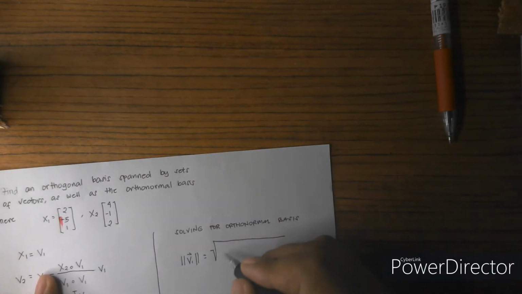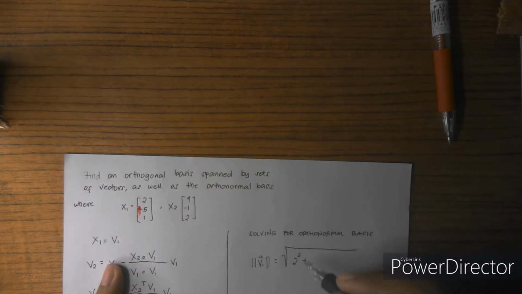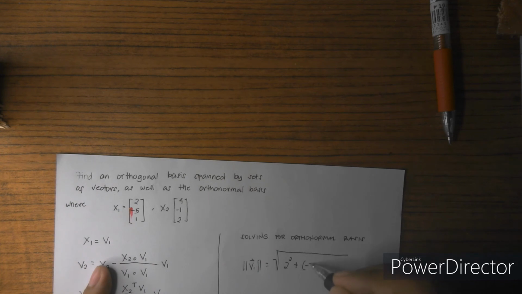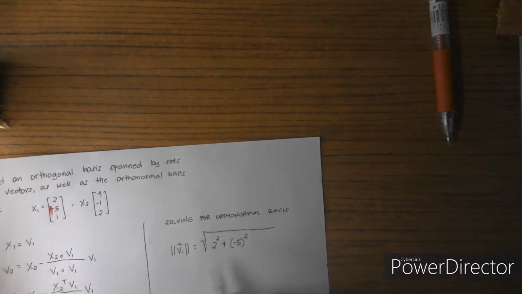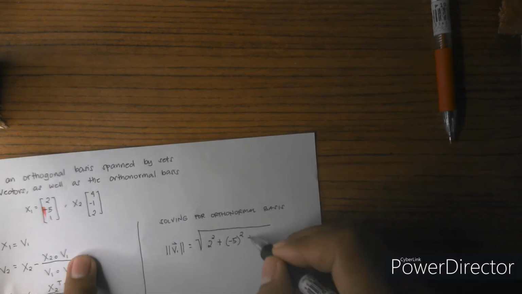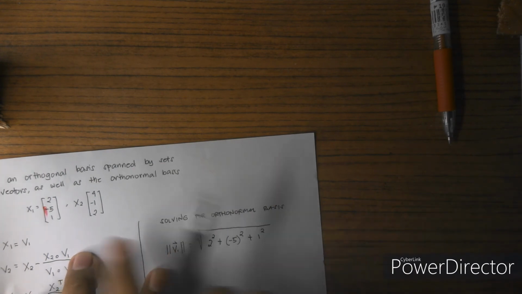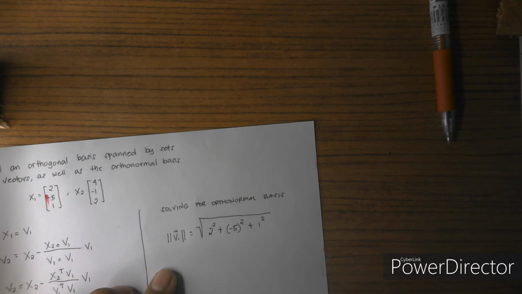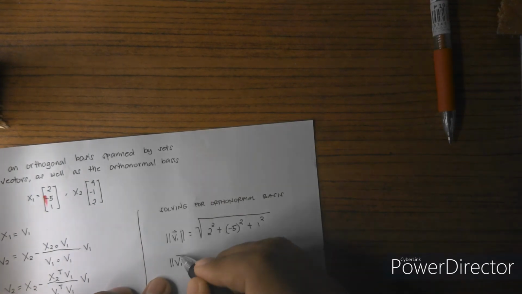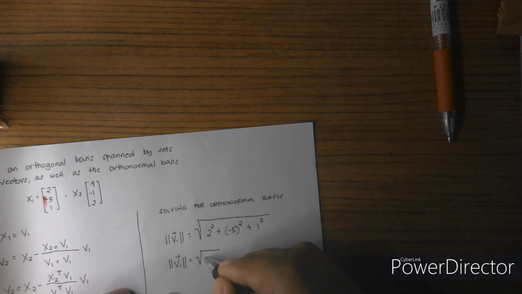That is negative 1. So that would be 2 squared plus, this is negative 5, and then we have to square it again, plus 1, and then we have to square it again. Again, we are solving first for the magnitude of this vector. So this is the formula. The magnitude of v sub 1 is equal to the square root of 30.